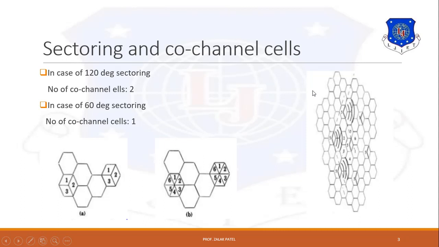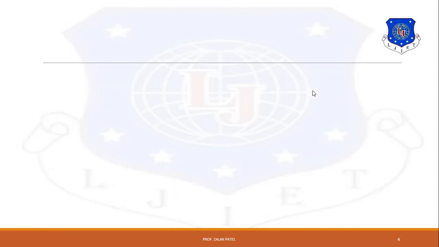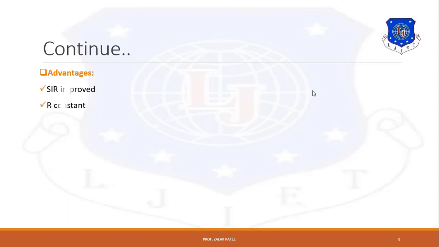Now, what are the advantages and disadvantages of using cell sectoring? First, we consider the advantage. Obviously, cell sectoring is used to get a better signal to interference ratio, because it reduces the level of interference by dividing the cell into different sectors, and it keeps the radius of the cell constant.